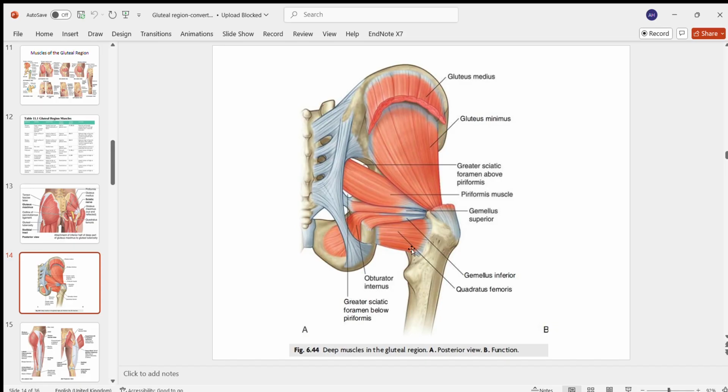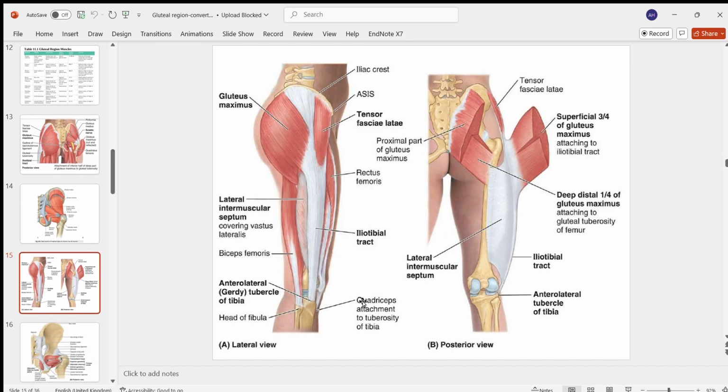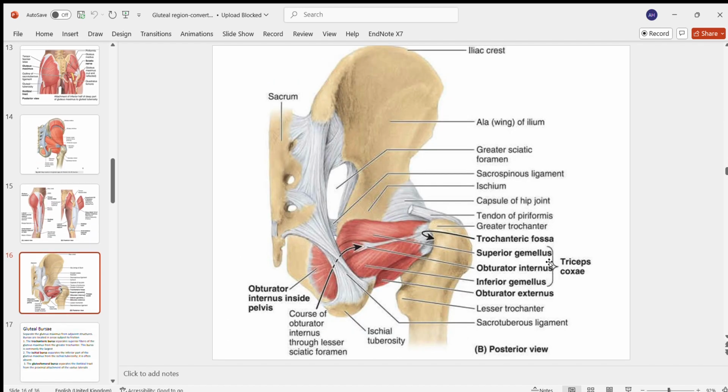In this picture, we can see again the gluteus maximus, the tensor fasciae latae. It is attached on the anterior 5 centimeters of the iliac crest, starting from anterior superior iliac spine, and it is inserted on the anterolateral tubercle of tibia here. Then these are the muscles of the gluteal region.